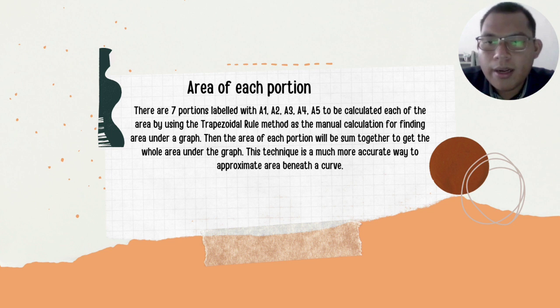We find the area of each portion. There are 5 portions labeled A1, A2, A3, A4, and A5. Each area is calculated using the trapezium rule method as the manual calculation to find the area under the graph. Then the area of each portion is summed together to get the whole area under the graph. This technique is a much more accurate way to approximate an area beneath a curve.